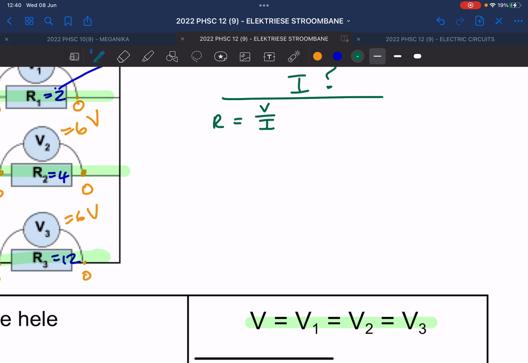Okay, when we added more resistors, did we change the volts? Nee. So jy gaan sê die volts bly konstant. The volts remain constant. Something must always remain constant. Okay, then we can see that the current is inversely proportional to the resistance. Die stroom is omgekeerd evenredig aan die weerstand.